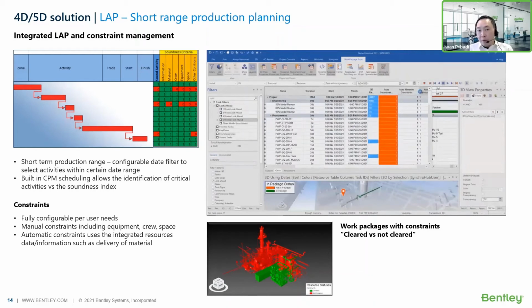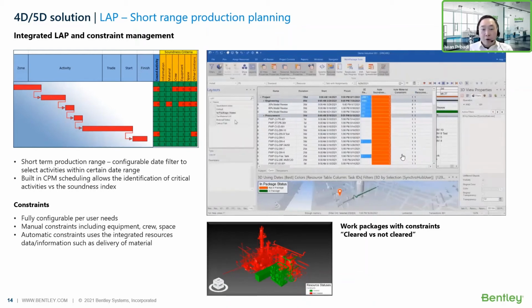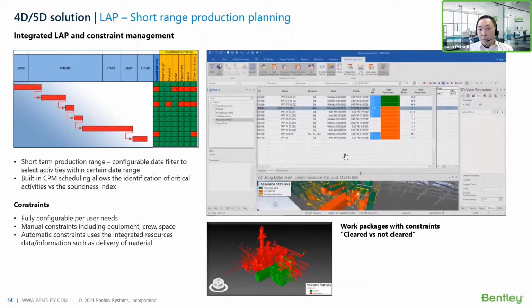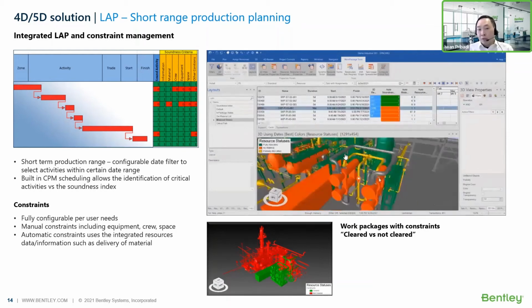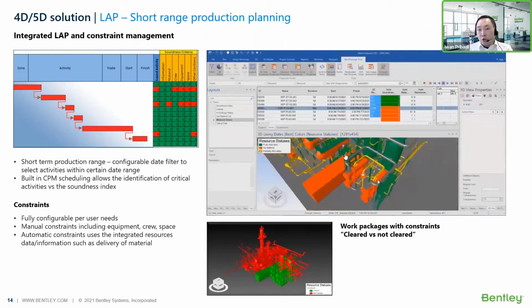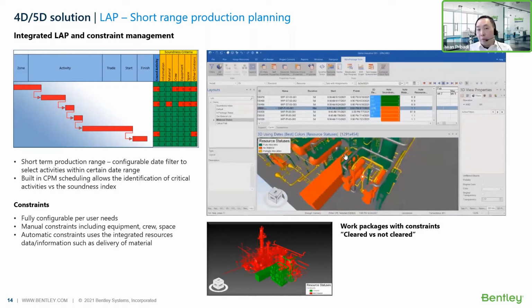In this example on the screen, you can see that we are using different color coding. Red means the constraint is not checked, so you're going to have a problem when you try to execute this in the field.